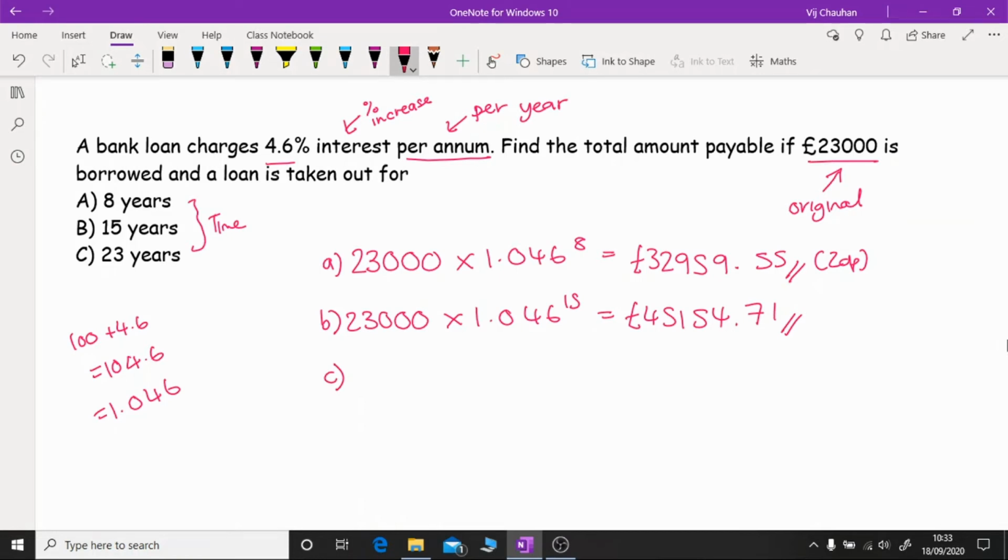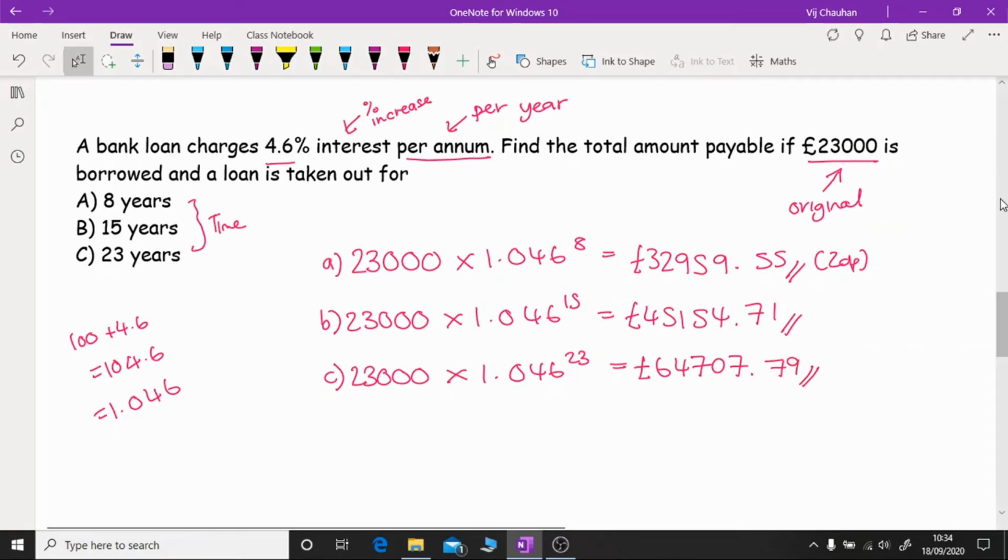I would definitely look into that, but be glad that you're not that age where you need to worry about that. So for the final part for this particular question, we're looking at 23,000 times 1.046, and this time we're looking over 23 years. So 23,000 times 1.046 to the power of 23, and you can see there that after 23 years you are actually paying almost triple what you actually borrowed, and that's the scary note of mortgages.